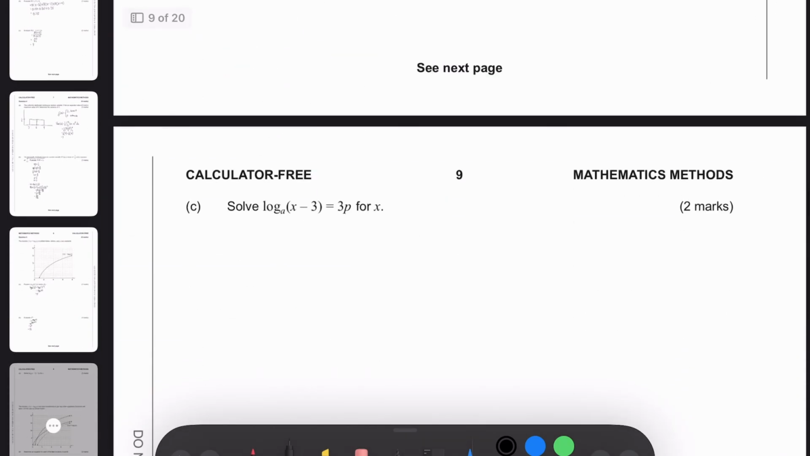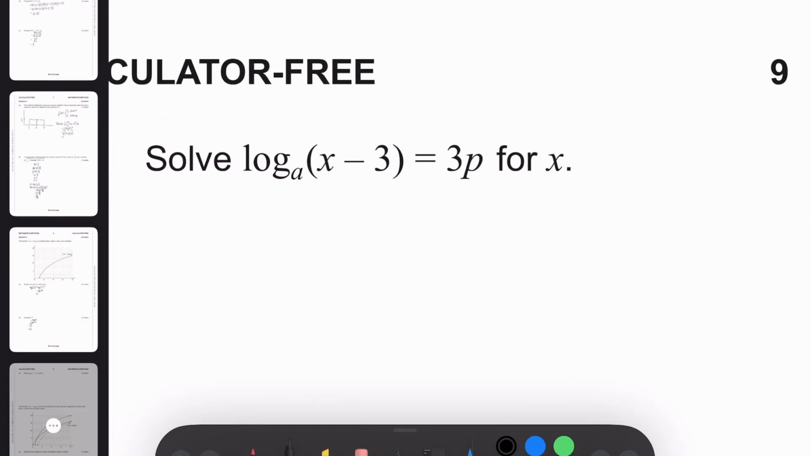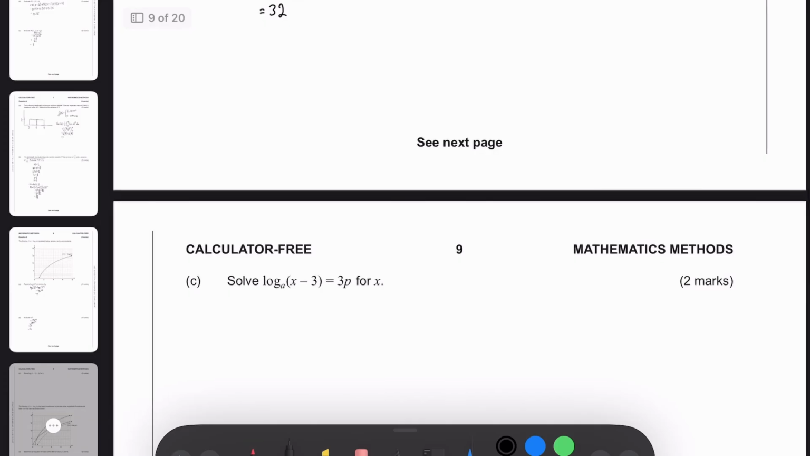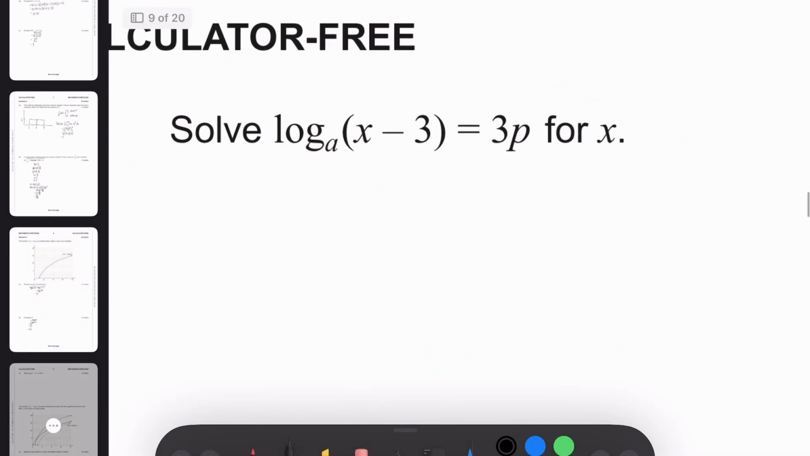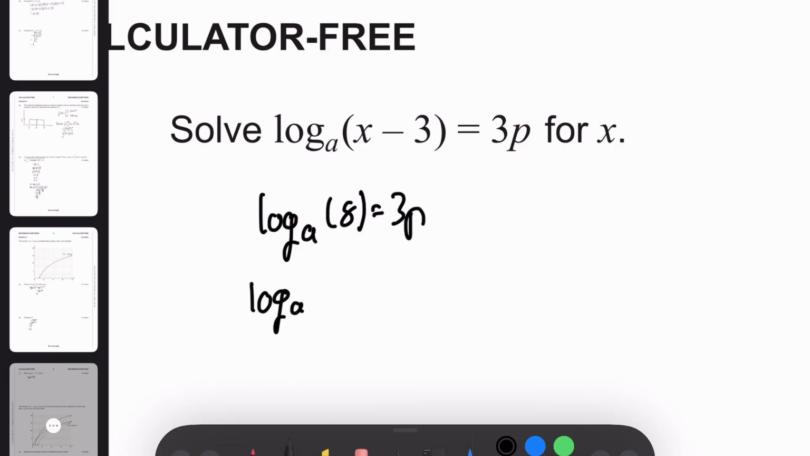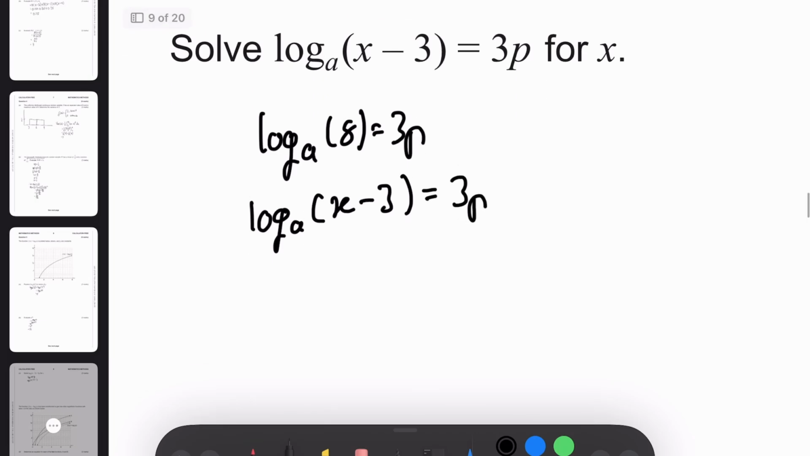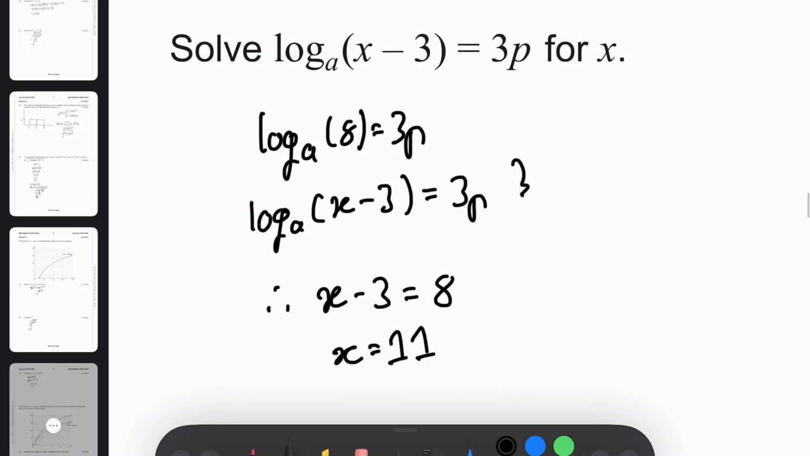Okay. Now we have to solve this logarithm function for x. So the 3p. Now I think on the graph there was the exact value for 3p. 3p is when x is equal to 8. Okay. So we know that log a of 8 is equal to 3p, and then we have log a of x minus 3 is also equal to 3p. Therefore, we know that x minus 3 is equal to 8, so x must be 11. Maybe we can say this one from graph.